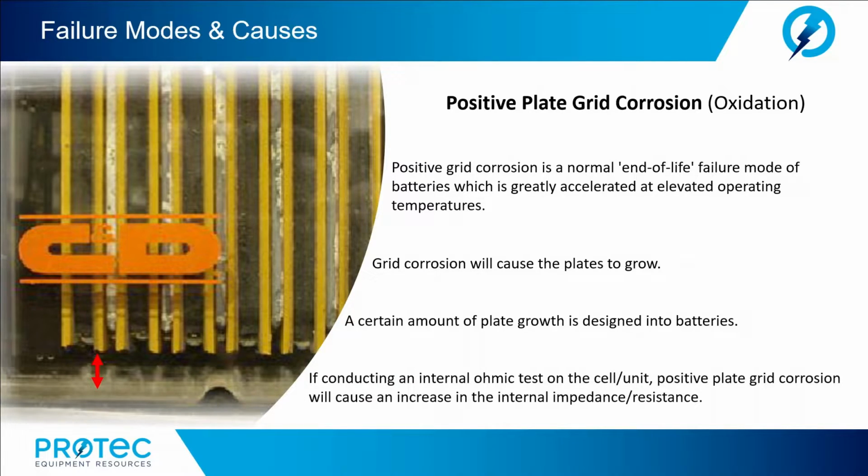Grid corrosion is commonly accelerated due to overcharging of the battery, excessive cycling, and obviously excessive temperature. Now, if you are conducting an internal ohmic test on the cell or the unit, positive plate grid corrosion will cause an increase in the internal ohmic value.